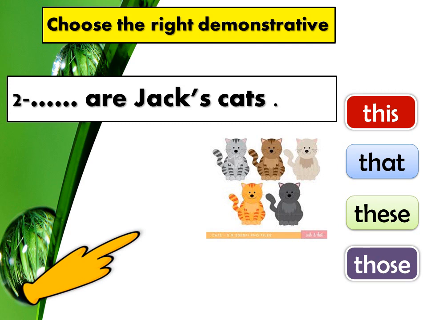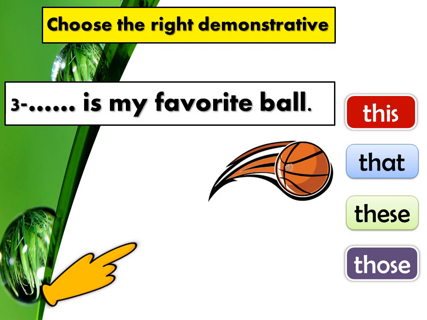Number 2: blank are Jack's cats. So here plural, عندنا كنهضروا على شي حاجة plural, عندنا are. So which means يعني this and that مقصير من الاختيار, اللي غيبقى عندنا هو these and those. واش بعاد ولا قراب هاد الكاتس؟ So they are a little bit far, يعني بعاد من اليد. دونك واش نستعملو those. Those are Jack's cats. Next one, number 3: blank is my favorite ball. So here we talk about just one ball يعني singular. يعني الاحتمالات اللي غيكونوا عندنا إما this ولا that. واش قريبة من اليد ولا بعيدة. دونك بعيدة كاش غنستعملو that. So that is my favorite ball.